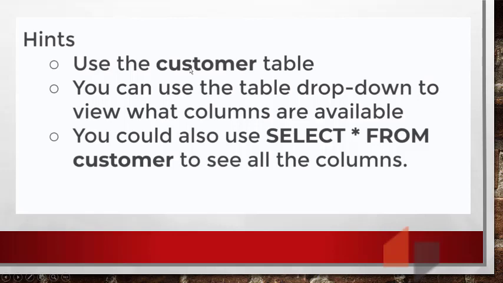And these are some of the hints. You have to use the customer table. And also you can use the table drop down to view what columns are available. Remember that our PG admin has about 15 tables. And since you are going to be using the customer table, for us to know the columns available in the customer table, you have to use the drop down to view that. And also, you can use select asterisk from customer to see all the columns.